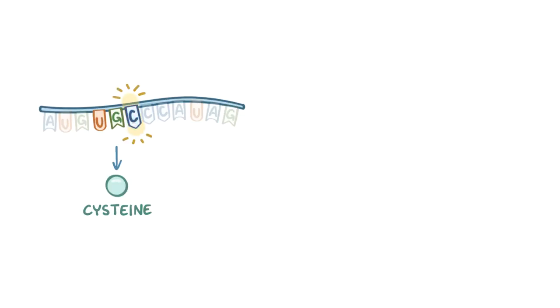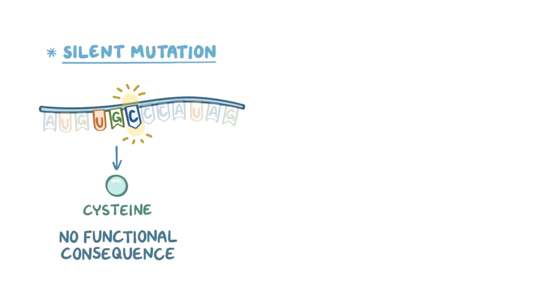For example, let's take the codon UGU, which codes for the amino acid cysteine. A point mutation in the last U for a C results in the codon UGC, which also codes for cysteine. So in this case, the resulting protein isn't changed at all, and this mutation does not have a functional consequence. So it's called a silent mutation.